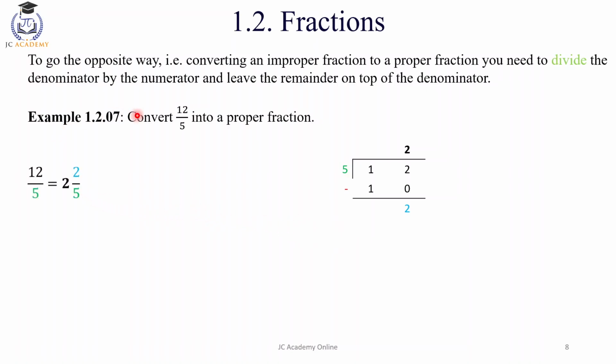Writing this in proper fractional form: 5 goes into 12 exactly twice, which is 2, and then we have a remainder of 2. Whatever the remainder is goes on top of the fraction, and the denominator is just the denominator of the original fraction. So 12/5 is equal to 2 and 2/5.